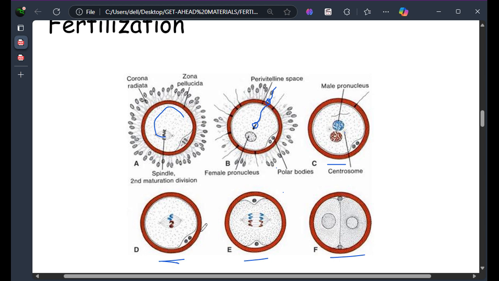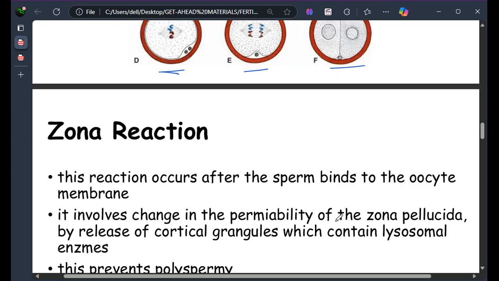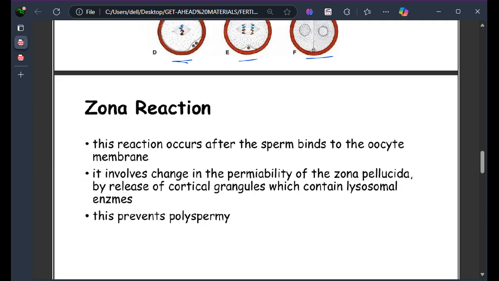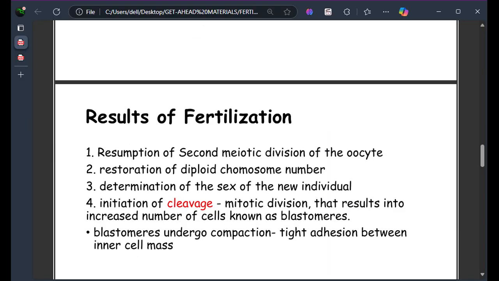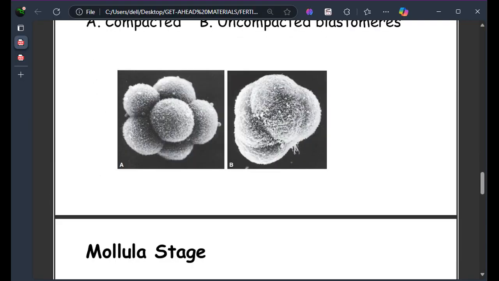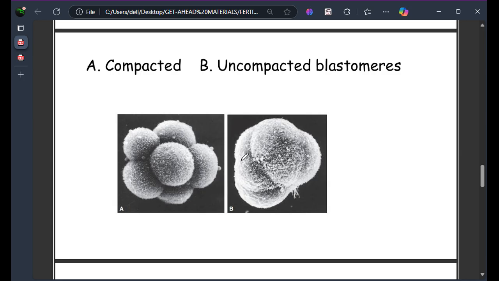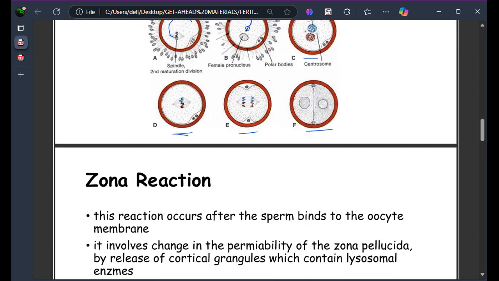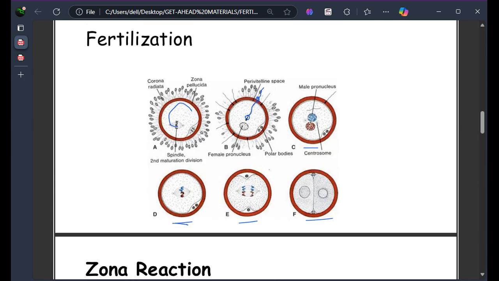It's the zygote that we form, the single cell organism known as a zygote, is now going to start dividing. And then once it starts dividing, it's going to produce this structure that we are seeing here. Okay, so basically what I'm explaining is, in a nutshell, fertilization.